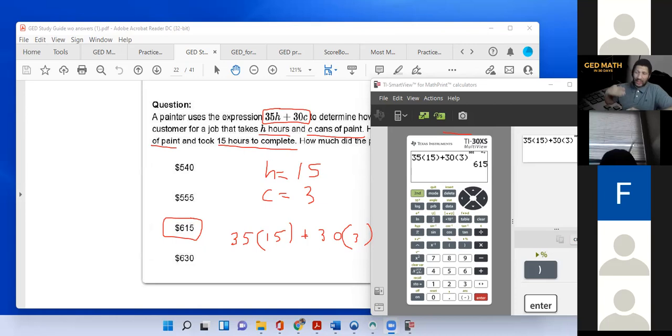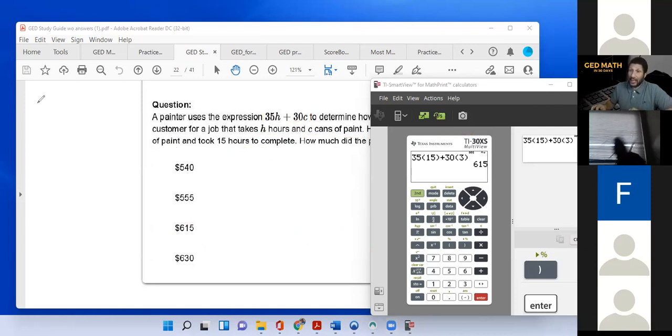So this is what you want to get in the habit of doing when you're doing these word problems. Identify what's given. This becomes a much easier problem if you identify that the hours were 15 and the number of cans, which was C, is 3. Okay, so now I'm gonna save that. Now, of course, you know Mr. Tinsley is using the calculator, right?